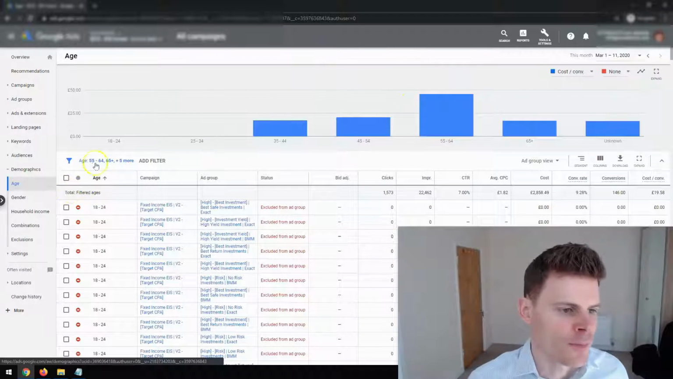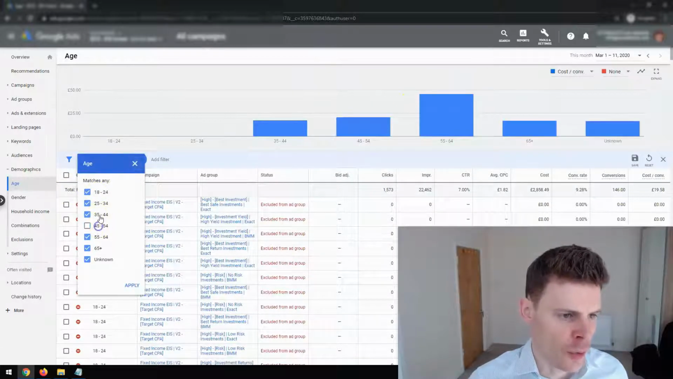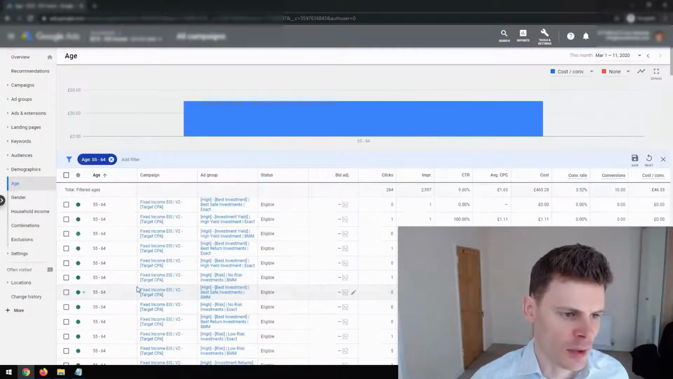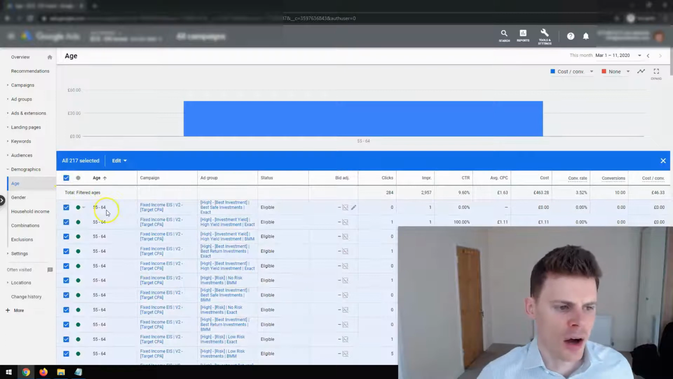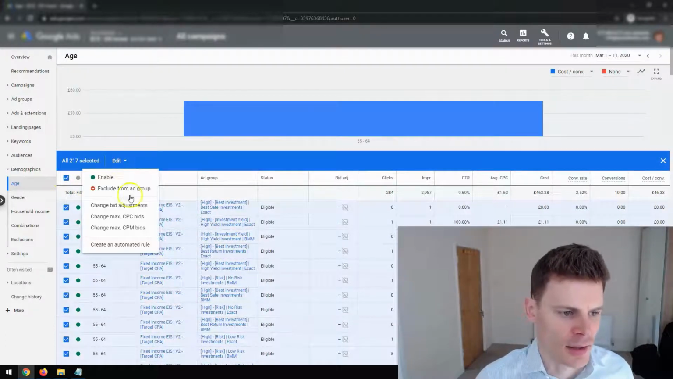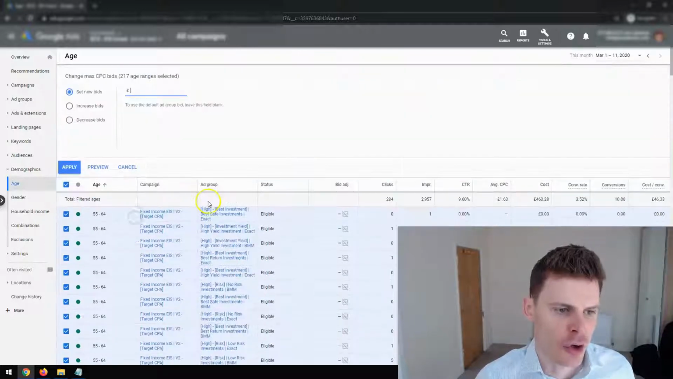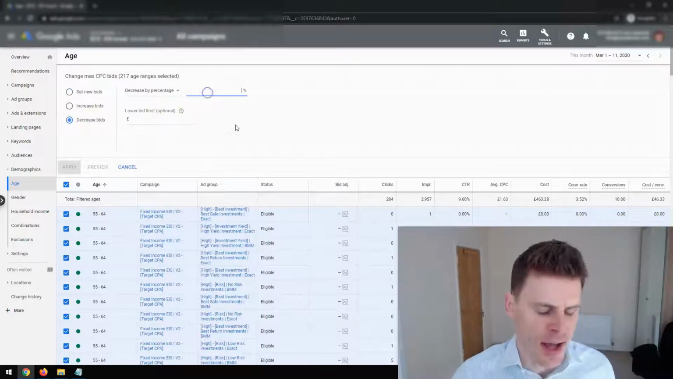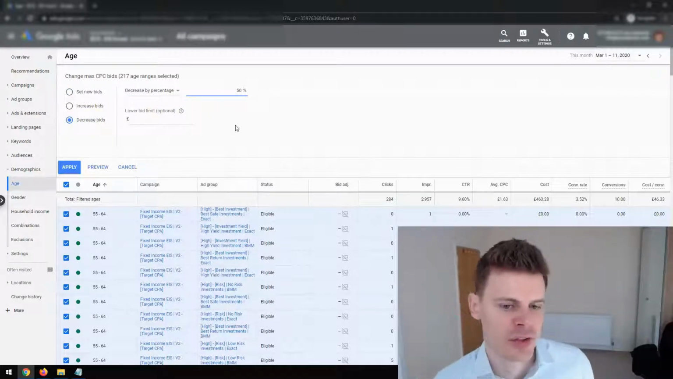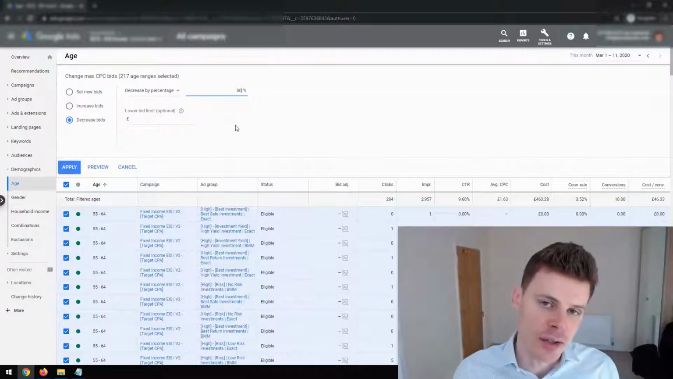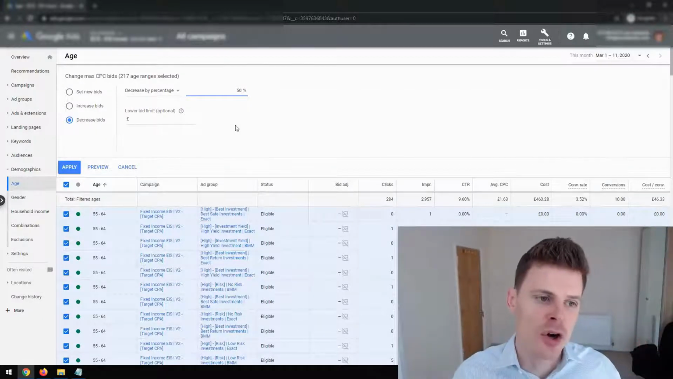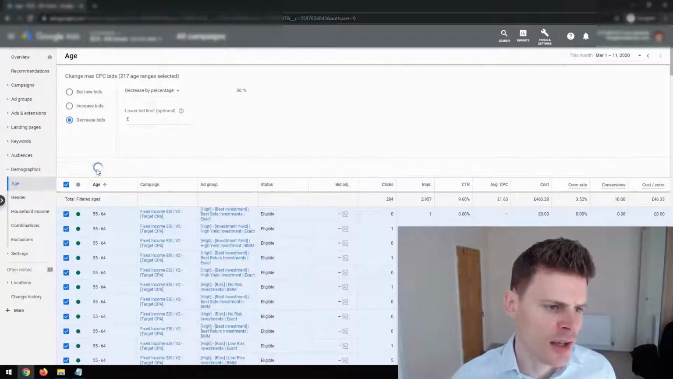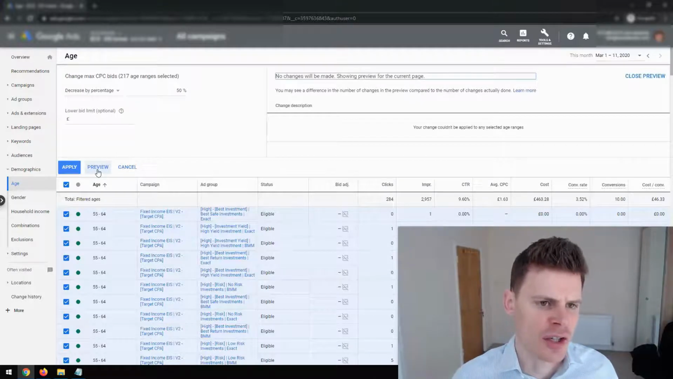So what we're going to do here is we're just going to filter for 55 to 64-year-olds, and we're going to click apply. Then we're going to highlight all of the ad groups, and we're going to click edit. And then we're going to click change max cost per click bids, and we're going to add here to decrease bids, and just for the sake of argument, we're going to put in 50%. So that should help to lower the cost per conversion by 50%. And you can click preview here just to see what change this is actually going to make.